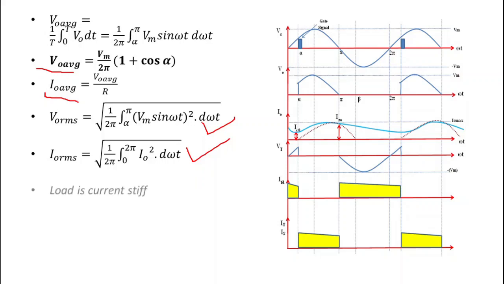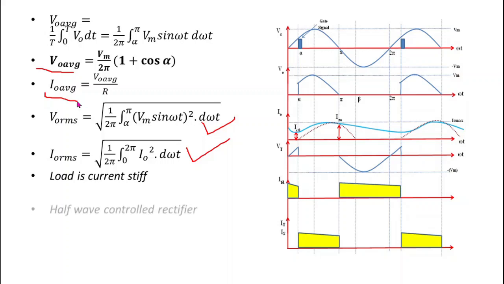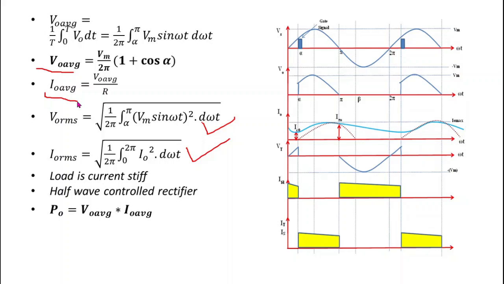Okay. Now next is the load is a current step. Why is it a current step? Because the output voltage and output current waveforms are not similar. That's why the load is a current step. Next, it is a half wave controlled rectifier, and for a current step load, the output power is simply given by V0 average into I0 average. That's why P0 is equal to V0 average into I0 average.